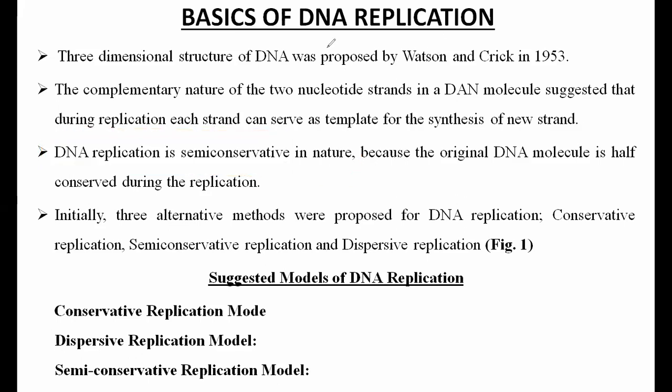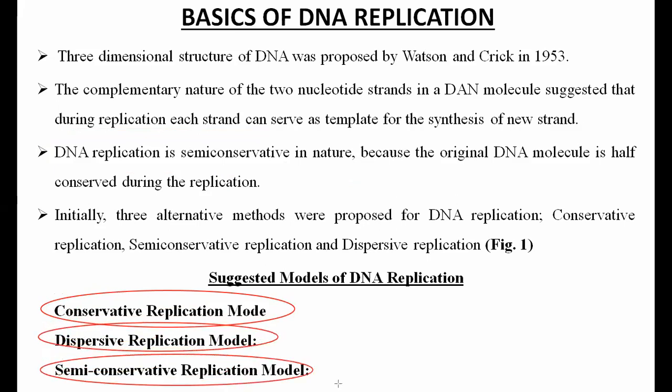Initially, scientists gave three models of DNA replication. Some people thought that it is conservative in nature, some people thought that it is dispersive in nature, and some people thought that it is semi-conservative in nature. Later on, it was proved that DNA replication is semi-conservative. So before that, we have to discuss these three models of DNA replication.